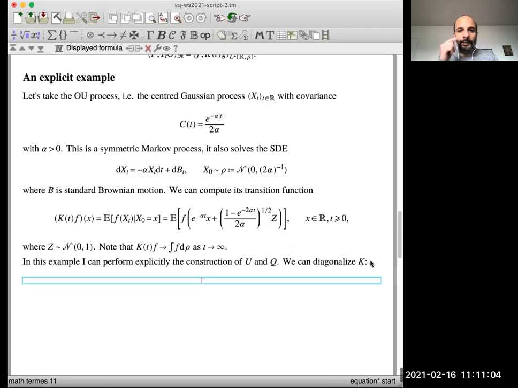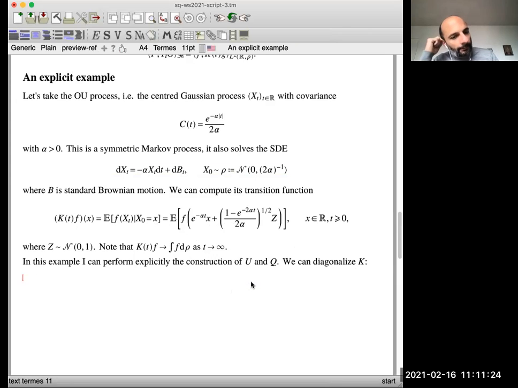What is the unitary group in this example? You could guess from this formula, but actually maybe not, so let's not do it like this. Let's diagonalize K. To diagonalize K, I need a trick, but we will do some computation which will help us later on. These are some Gaussian computations which are useful to get a feeling for what will go on when we consider more complicated Gaussian processes.